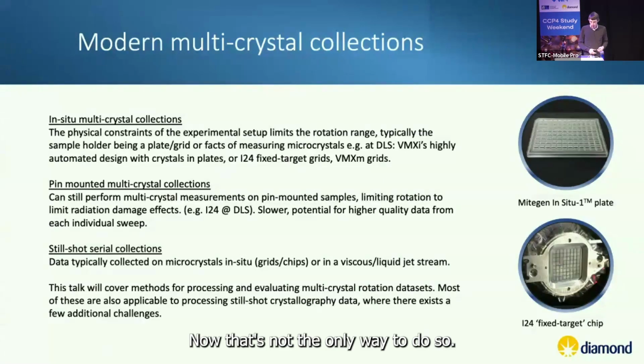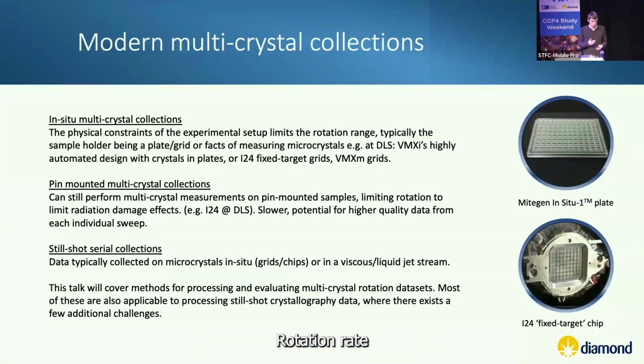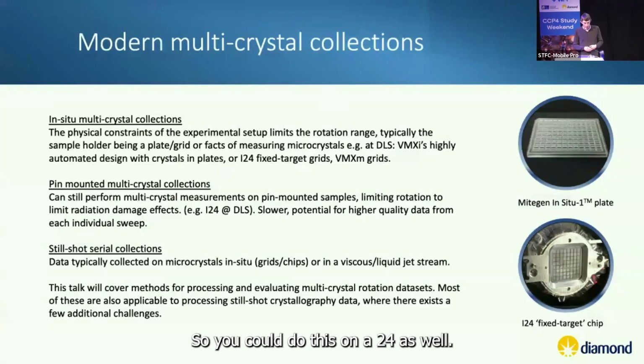Now, that's not the only way to do multicrystal collections. You can do pin-mounted multicrystal collections as well. This is where you limit the rotation range in order to reduce radiation damage. So you could do this on I24 as well. Now, this is going to be slower than the in situ collections, but you have the potential for higher data quality from each individual sweep because you can tailor the experiment to each crystal, so you can change the beam size, and you can reduce the background that way.